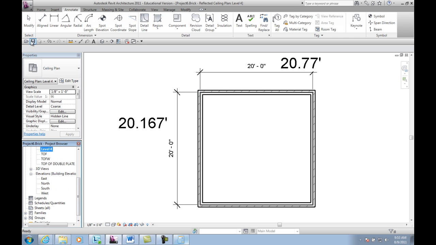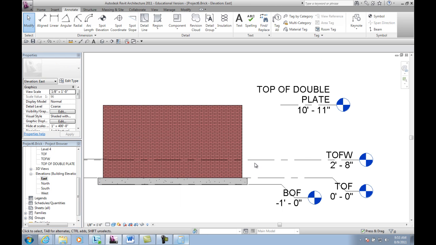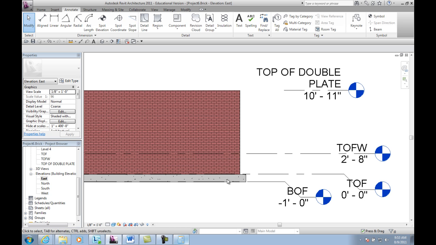I'm going to save this real quick. And I'm going to look at the east elevation. When I do this, you're looking at, this is the footer. This is the actual brick on the building. And what BOF means, bottom of footer. It's 1 foot thick footer. TOF is top of footer, and I have that as my 0 level. These are levels here, guys. And this is my top of my foundation wall, 2 foot 8 inch.